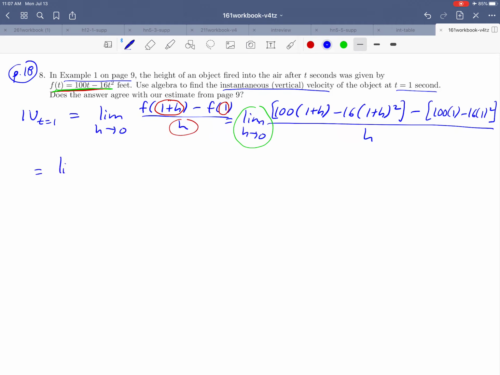All right. So next line, now we're going to get a little bit intensively into the algebra here. So starting with the 100 times 1 plus h, let's distribute the 100 through. That's going to be 100 plus 100h minus 16 times, and then maybe we could FOIL that 1 plus h squared out. That's going to give 1 plus 2h plus h squared, if you multiply 1 plus h by itself.